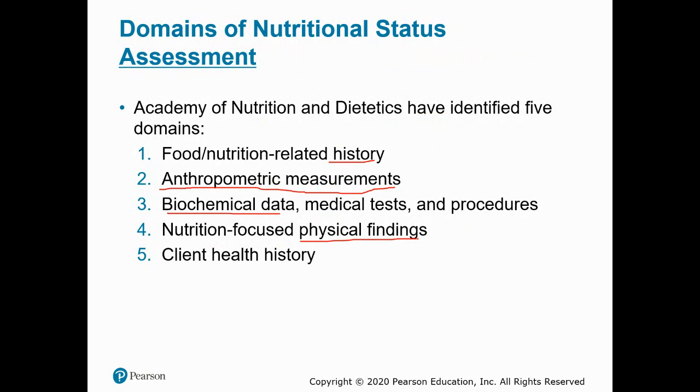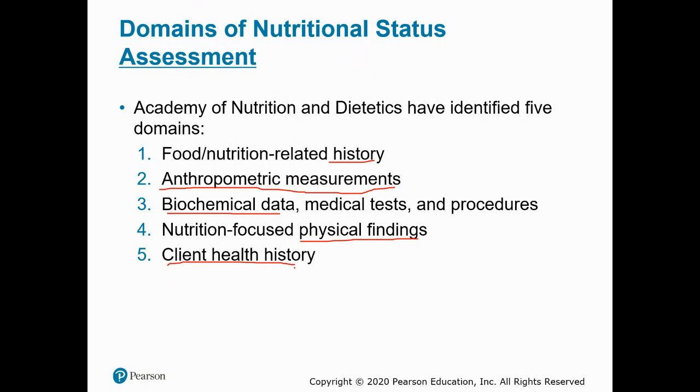So again, cheilosis is actually an example of a physical finding. Noticing what's going on with the person's hair, their fingernails, their skin around the lips, the tongue, the eyes. All of these things are physical findings that are related to nutrition. And then any other health history, so history of disease or illness, potentially history of surgeries, all of these things.